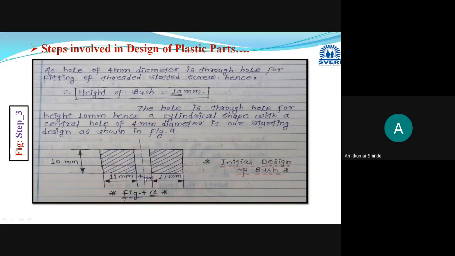This is a 4 millimeter through hole, and 26 millimeter diameter. Then the remaining portion will be 11 millimeter towards the left hand side and 11 millimeter towards the right hand side. Total diameter is 26. Eliminate this through hole of 4 millimeter, it will become 22, means 11 millimeter on the left hand side and 11 millimeter on the right hand side. This is the initial design of the bush. Please draw this diagram, and if you are having any difficulty, please put that in the chat box.